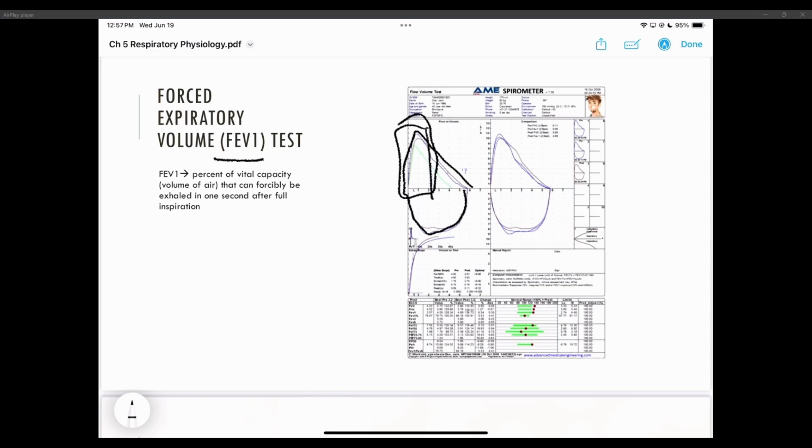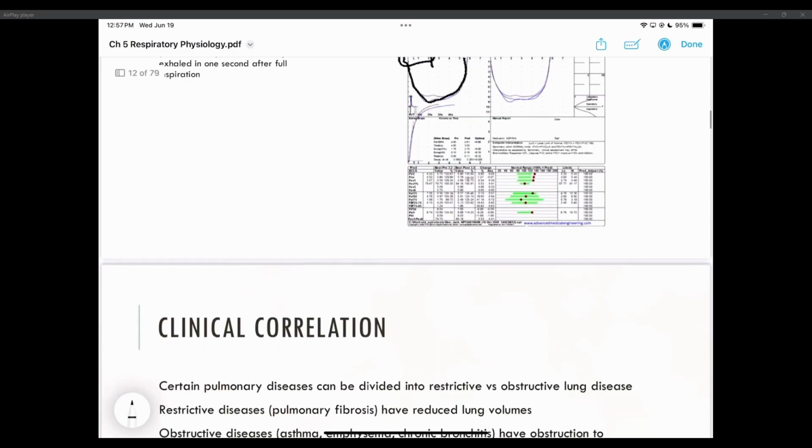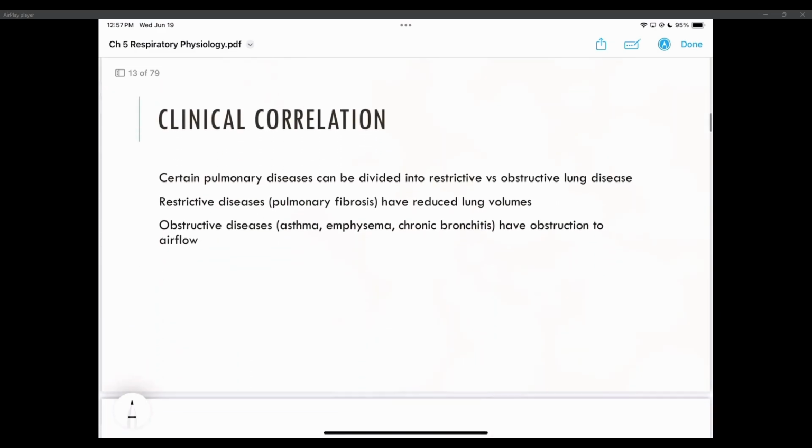Think about having a straitjacket on you. Try and take a big breath in with a straitjacket. You can't do it. It's a restrictive disease. It's restricting the volume, but I can still get the flow out fast. Just giving you real world examples of why we know and look at this number. So FEV1, just know how much air can I get out in 1 second. That's all you got to know about FEV1 for now. And then we just talk about that.